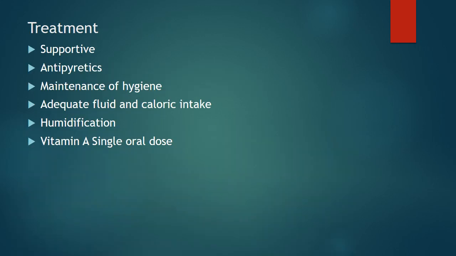Treatment is supportive. It involves the use of antipyretics like paracetamol, maintenance of hygiene, adequate fluid and caloric intake, humidification of the environment, and a single dose of vitamin A is found to increase the immunity as well as resolve measles earlier.